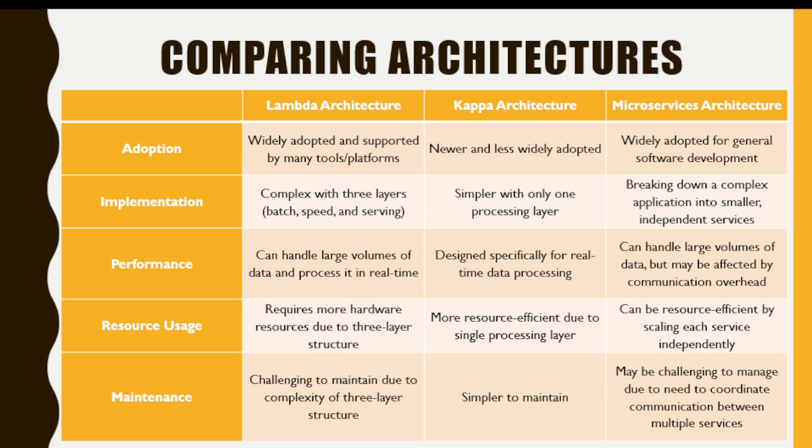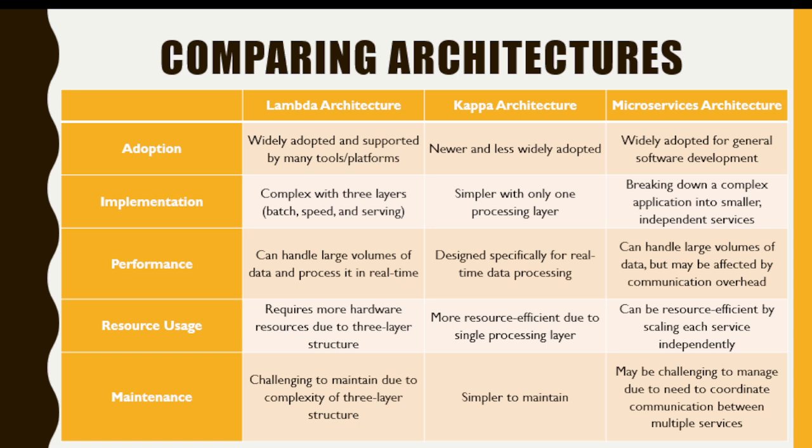Now, let's discuss resource usage. Lambda architecture requires more hardware resources than Kappa architecture due to the three-layer structure. Kappa architecture, on the other hand, is more resource efficient as it only requires a single processing layer. Microservices architecture can also be resource efficient, as each service can be scaled independently and only the required resources are used.